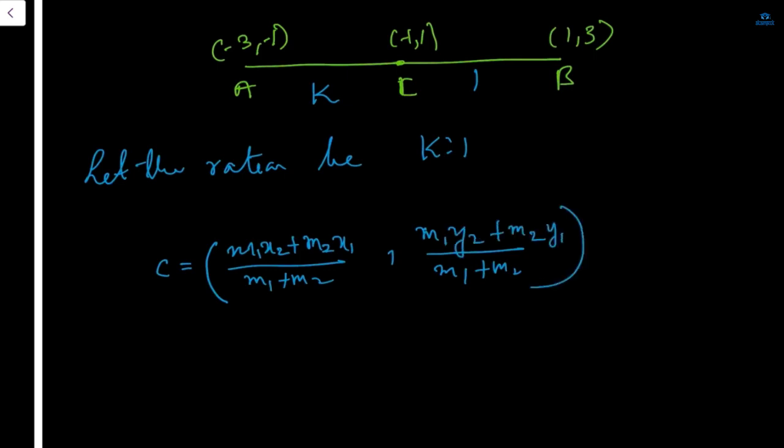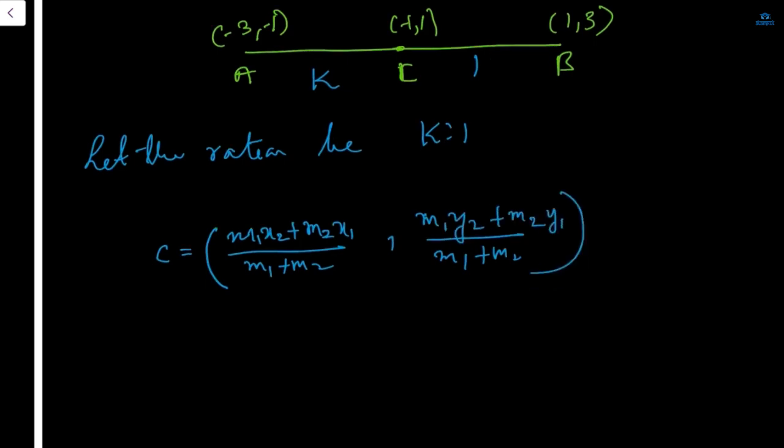Now the coordinates of C are already given, that is (-1, 1). We are going to write m1 as K, so K into x2. What is x2 here? x2 will be 1, so K into 1, minus m2, which is 1, and x1 is minus 3. So it will be plus 3. K plus 3. Am I right or not?